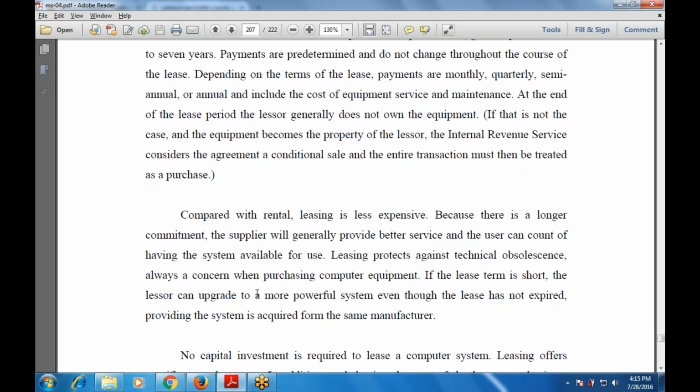What are the various systems that are used, and how is that possible for the usage of the system? Leasing protects against technical obsolescence, which is always a concern when purchasing computer equipment. And if the lease term is short, the lessee can upgrade to a more powerful system even though the lease has not expired, providing the system is acquired from the same manufacturer. So this is one of the conditions, that the system is acquired from the same manufacturer.